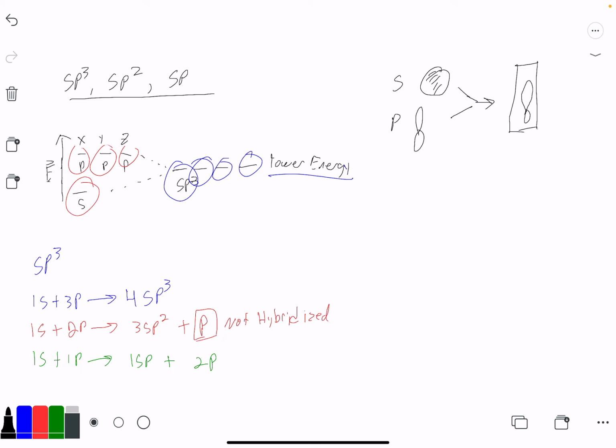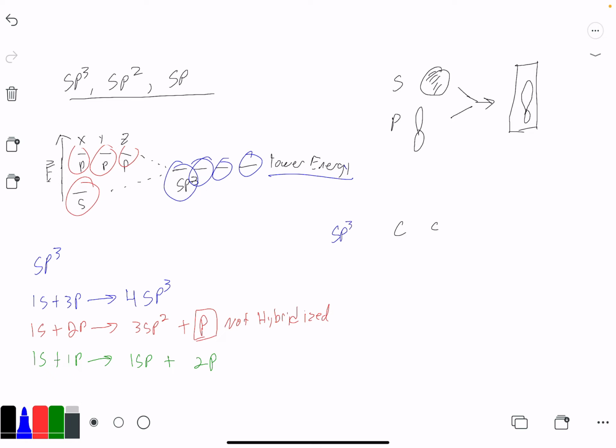Okay. Now let's talk about what it looks like in terms of molecular orbital theory. So if we were to have a carbon and it was bound to another carbon, and let's just say this is bound through sp3, so we're going to say sp3.